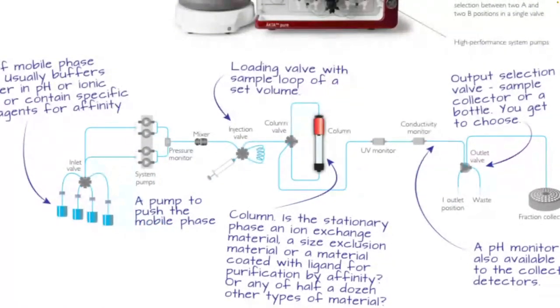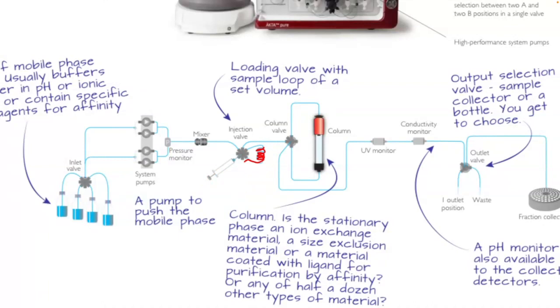You take this sample here and you inject it into this loop, and you'll fill this loop with sample, and it'll go out to waste. Meanwhile, the solution is flowing through this valve and it's going this way to your column.